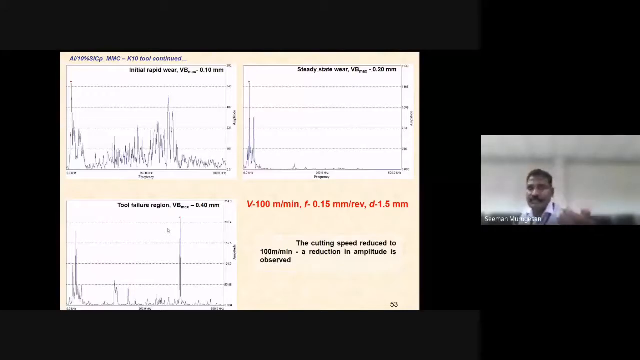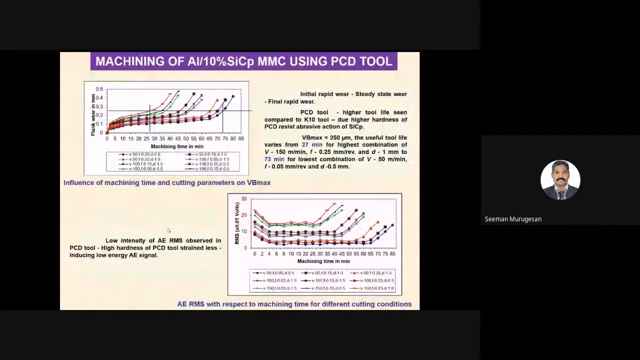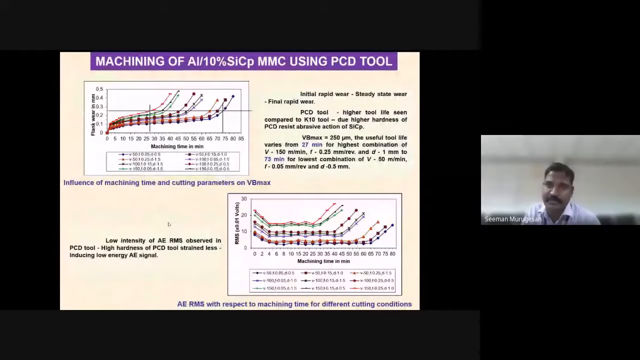Okay, then the machining of 10% using the PCD tool. Earlier we discussed the two volume fractions. So 10% volume fraction, with RMS and FFT for the K10 tool. Now 10% MMCs using the PCD tool, polycrystalline diamond. Here also the diagram shows the tool wear diagram, the flank wear against the measuring time.